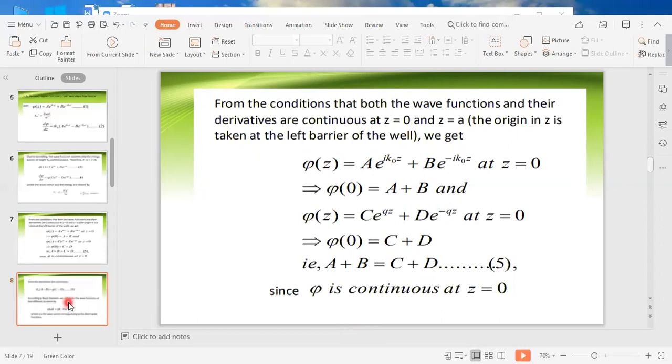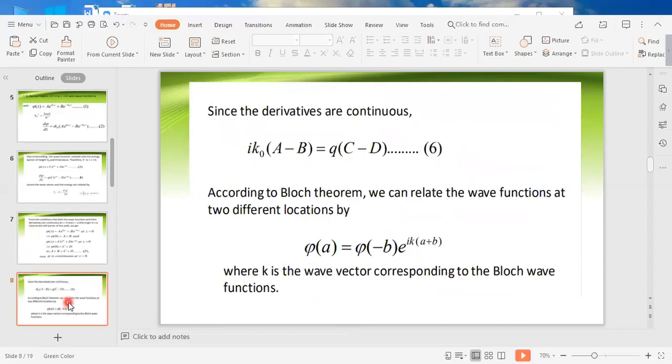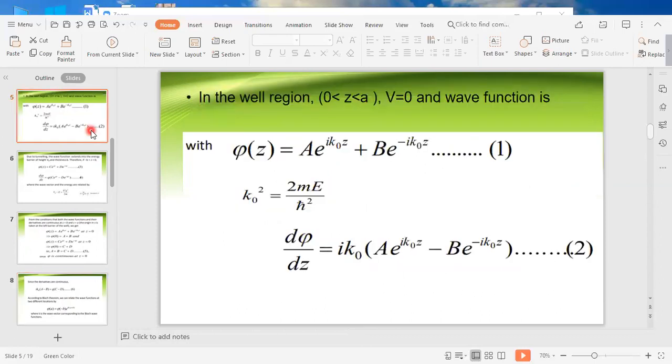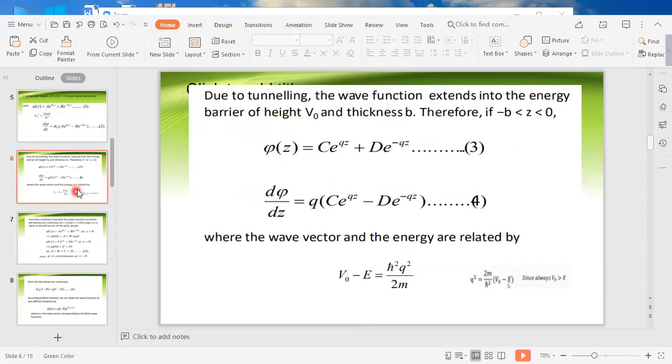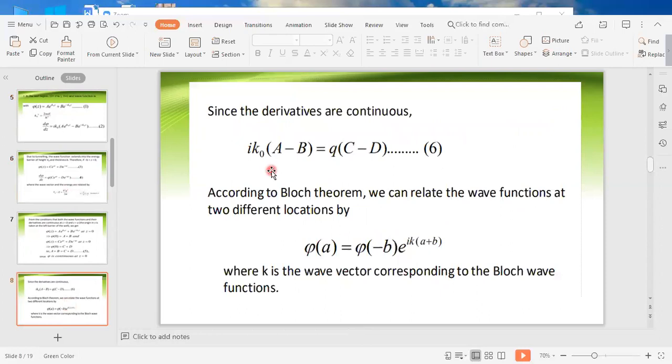Now, it's not only the wave functions, the derivatives of the wave functions are also continuous. So from equation number 3, equation number 2 and equation number 4, we finalize, similar to what we have done just before, i k naught (a minus b) is equal to q into (c minus d), and let it be equation number 6.